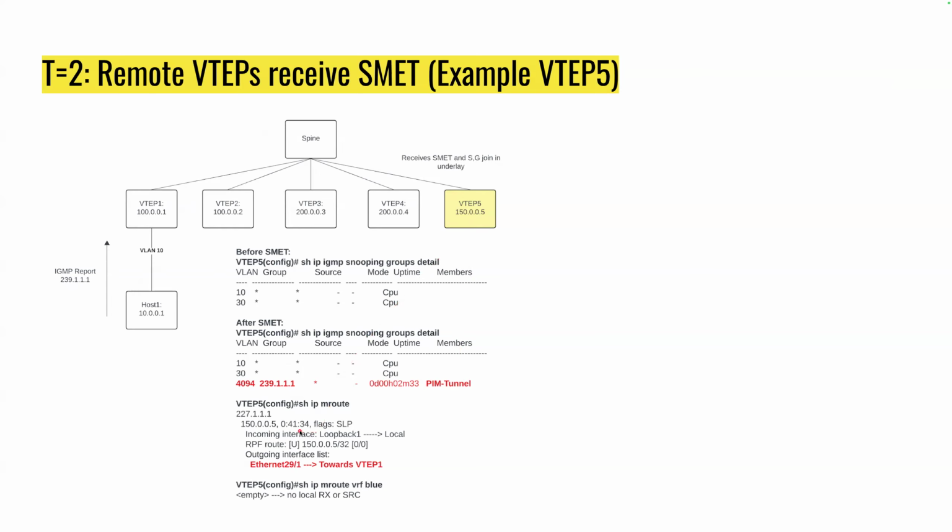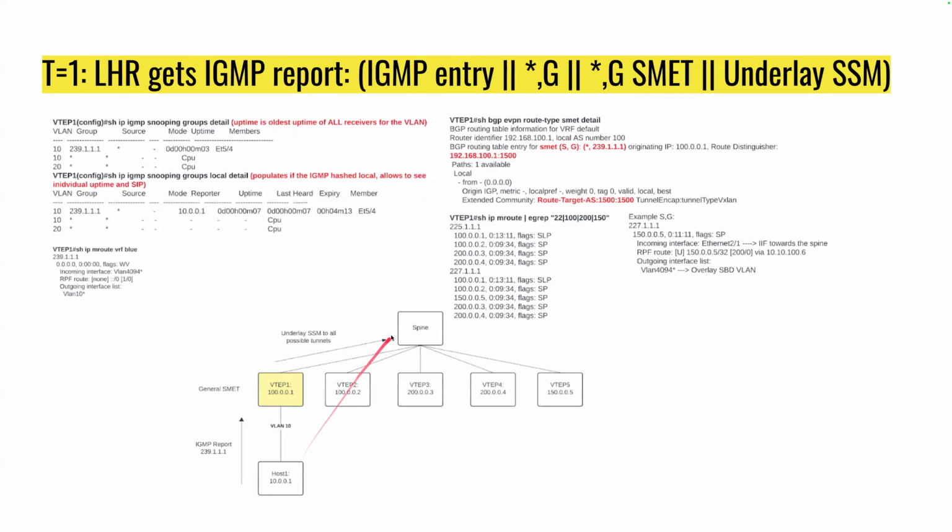A source, sorry, the source behind VTEP 5. If you look at show ip mroute for 227.111 and the source as 150.0.0.5, you will see that the incoming interface is loopback 1, which is local, and the OIL is Ethernet 29/1, which is the interface going towards the spine. We wrote it as VTEP 1 because VTEP 1 was the one who initiated the join. So this is the normal underlay tree that has been built because of the S comma G joins that VTEP 1 has sent.